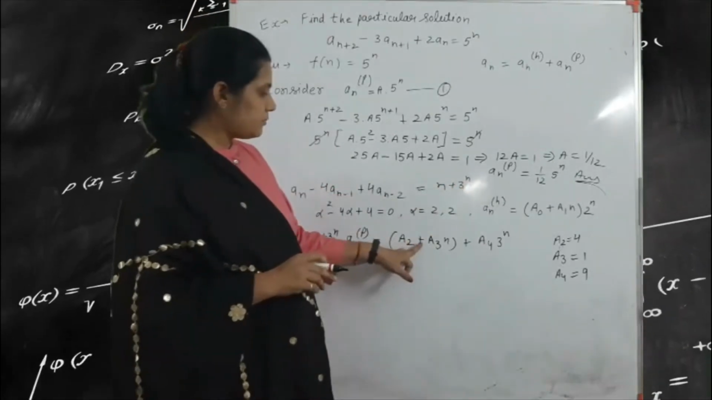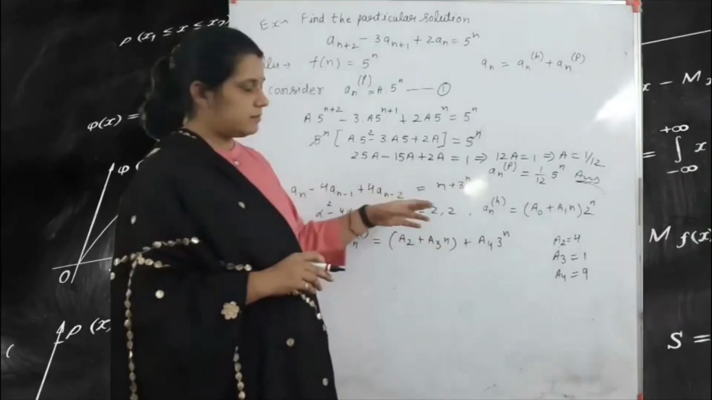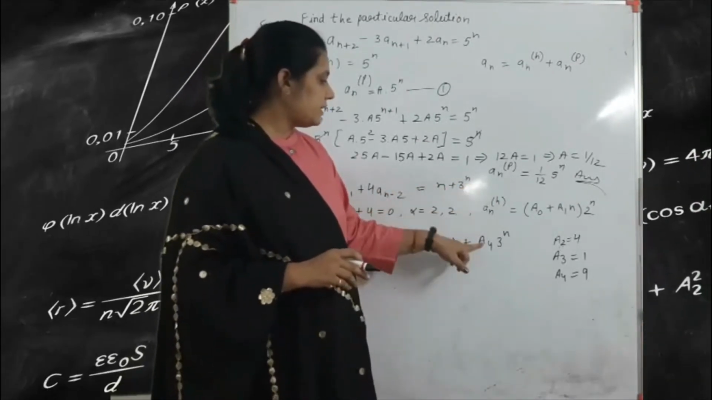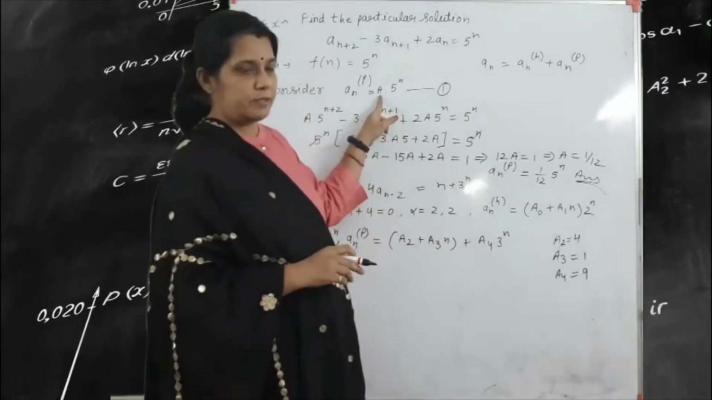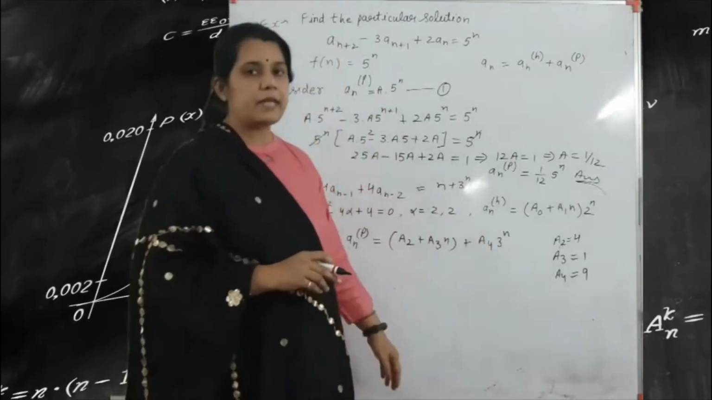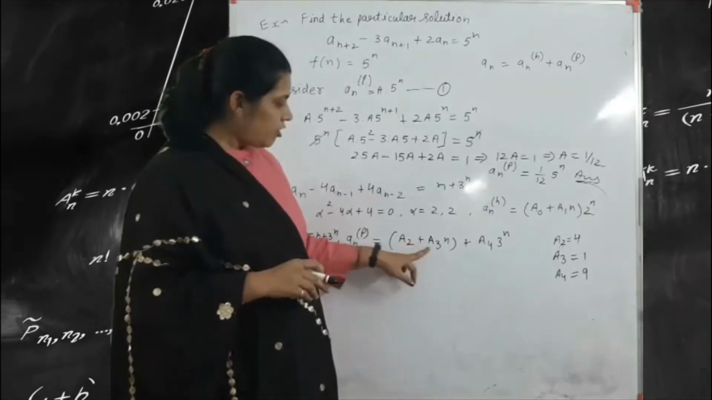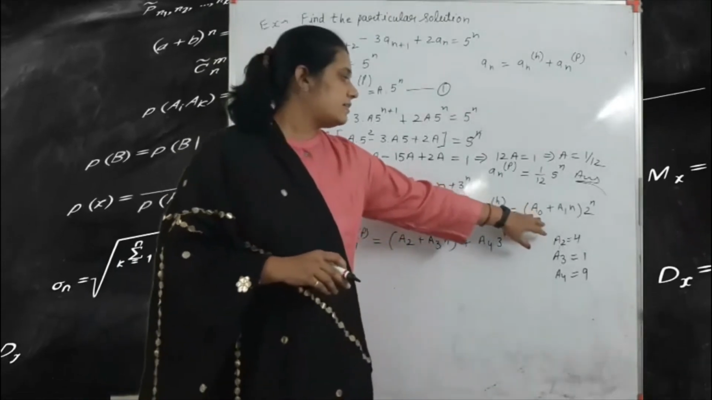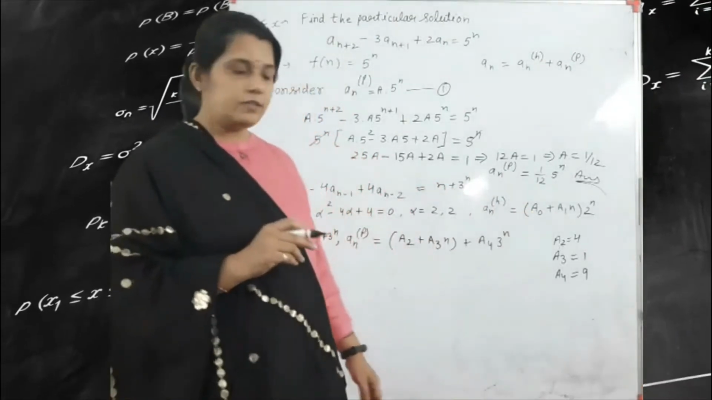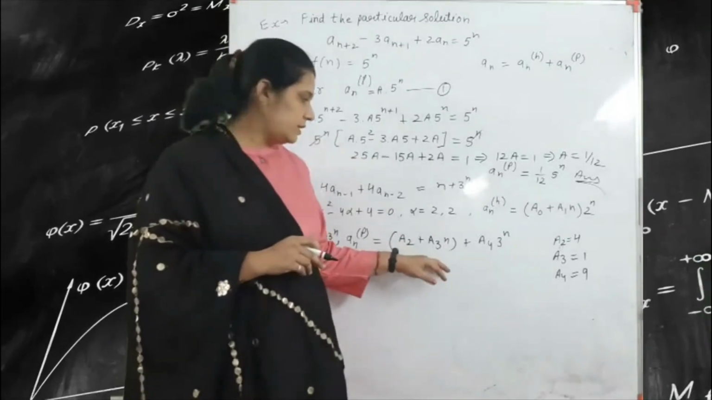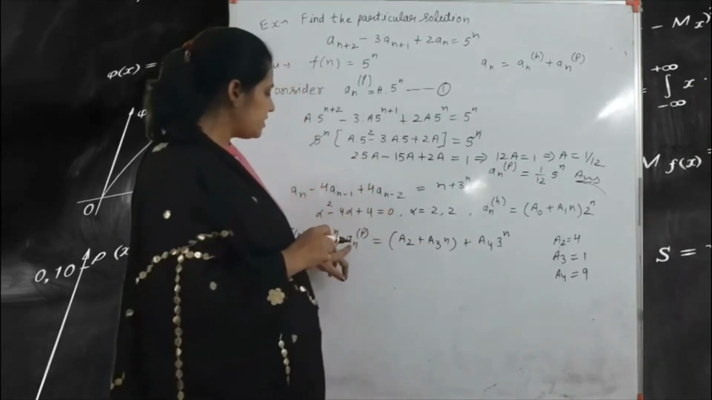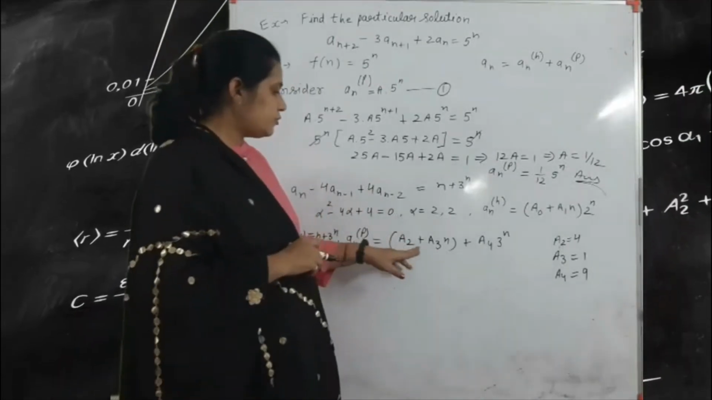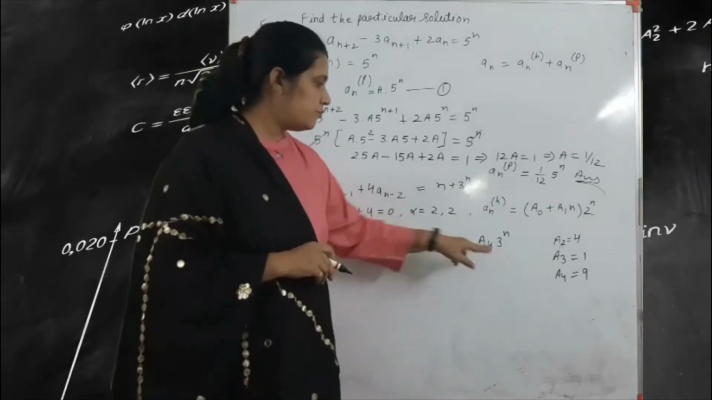So a constant plus constant into variable, and for 3 raised to the power n, that means constant, as we already saw in the previous example, a4 times 3 raised to the power n. Here, don't be confused, because in the CF we already wrote A0 and A1, so you write here a2, a3, a4. So with the help of this a_n^(p), we put all these values into the equation. That means a2 + a3 n + a4 3 raised to the power n.